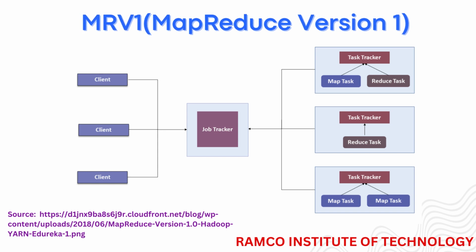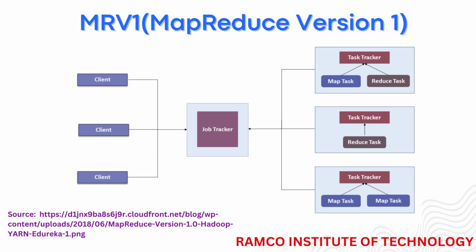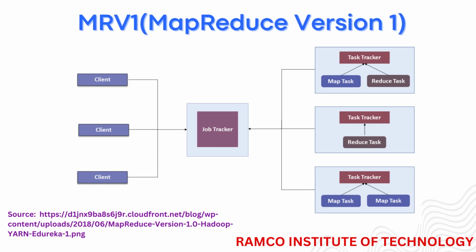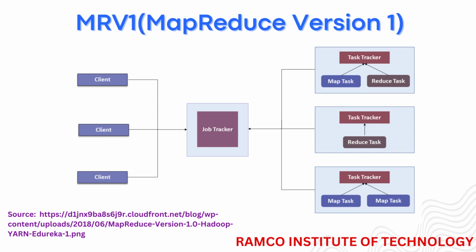So the work of the job tracker is to allocate the resources, perform the scheduling and monitor the processing of jobs. The task of the task tracker is to do the assigned map and reduce tasks, and it has to periodically report its progress to the job tracker. So this is how this architecture works. The job tracker is considered the master, and the task tracker is considered the slave.